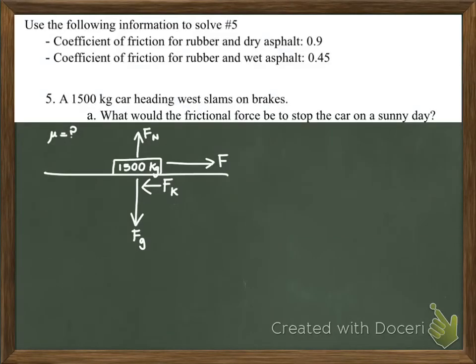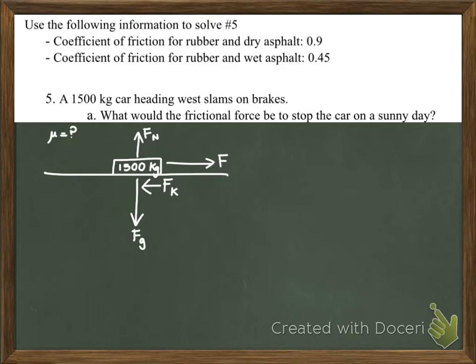So for this problem, we're given a note, something that we're going to be using in order to solve this problem, and it's the coefficient of friction. It says the coefficient of friction for rubber and dry asphalt is 0.9, and the coefficient of friction for rubber on wet asphalt is 0.45.